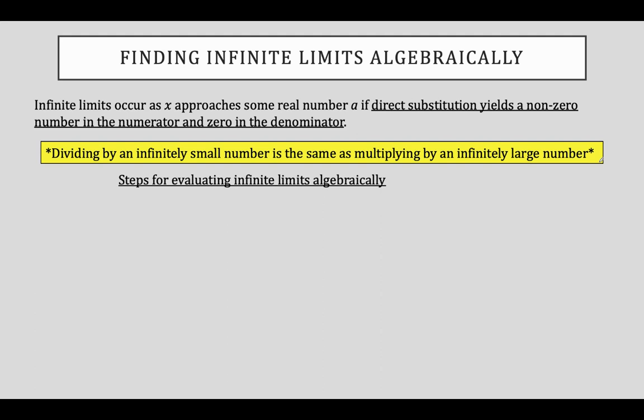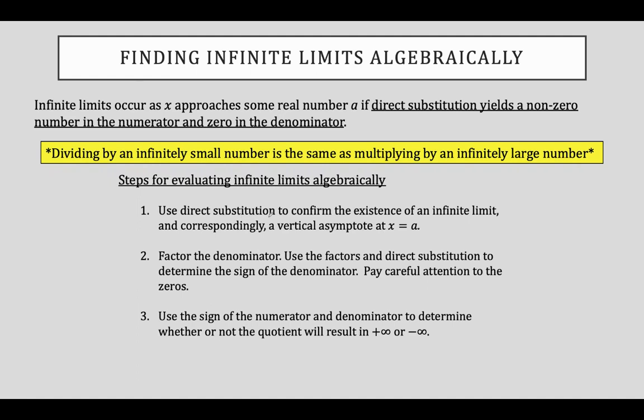Here are steps for evaluating infinite limits algebraically. Step number 1, use direct substitution. And we've said before, always start off with direct substitution. Use direct substitution to confirm the existence of an infinite limit. Notice you'll have a non-zero number in the numerator and 0 in the denominator, and correspondingly, a vertical asymptote at x equals a. If you have an infinite limit as x approaches a, x equals a is going to be a vertical asymptote. If this is the case, we move to step 2 and we can factor the denominator.